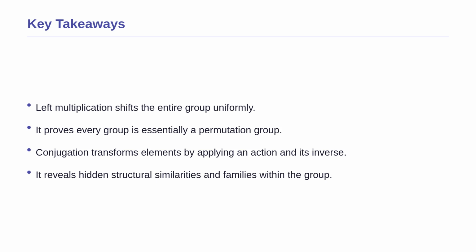To summarize our journey today, left multiplication and conjugation are the two most important ways a group interacts with its own elements. Left multiplication shifts the entire group uniformly, proving that every group is essentially a permutation group that shuffles data. Conjugation transforms elements by applying an action and its inverse, revealing the hidden structural similarities and families within the group. Together, they form the engine that drives advanced group theory and its applications in the physical sciences. You now have a solid foundation in how mathematical groups operate internally.